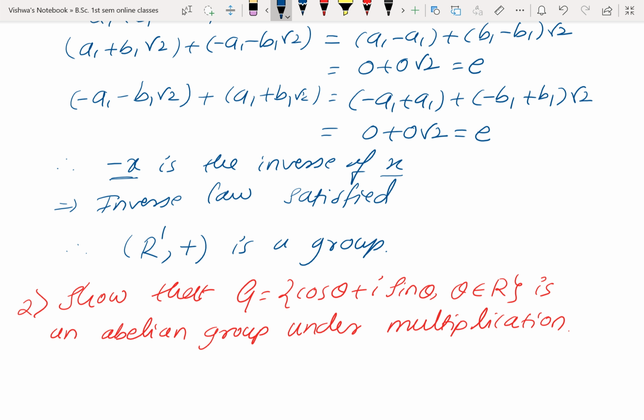To prove that G is an abelian group, we must satisfy the 5 laws. One is closure law, associative, identity, inverse, and in addition the commutative law. So if 5 laws are satisfied for G, then we can say that G is an abelian group with respect to multiplication. So let us solve this one. Let G equal to cos theta plus I sin theta, where theta belongs to R.